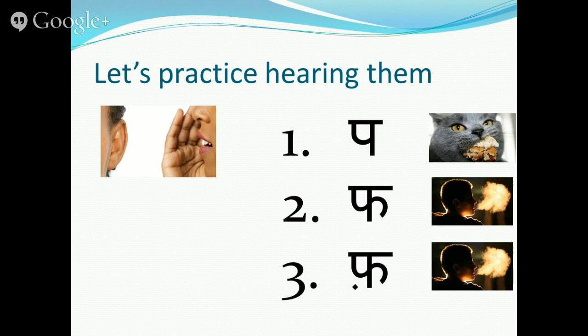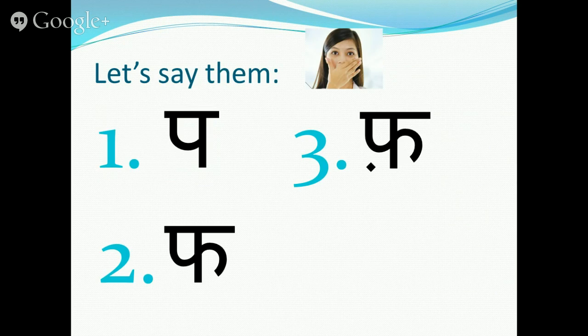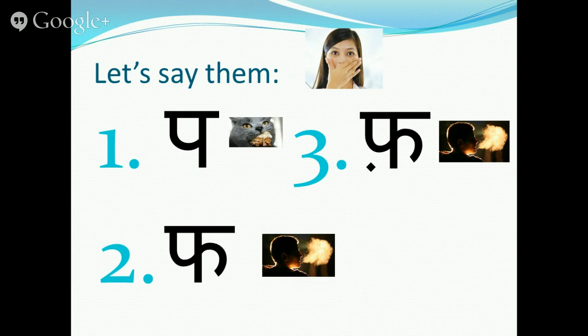Two have air, pa and fa, and the first one does not. Ba. And here is where I would have you practice saying all three. You can do that either now or later in your spare time for homework. Air, air, no air.